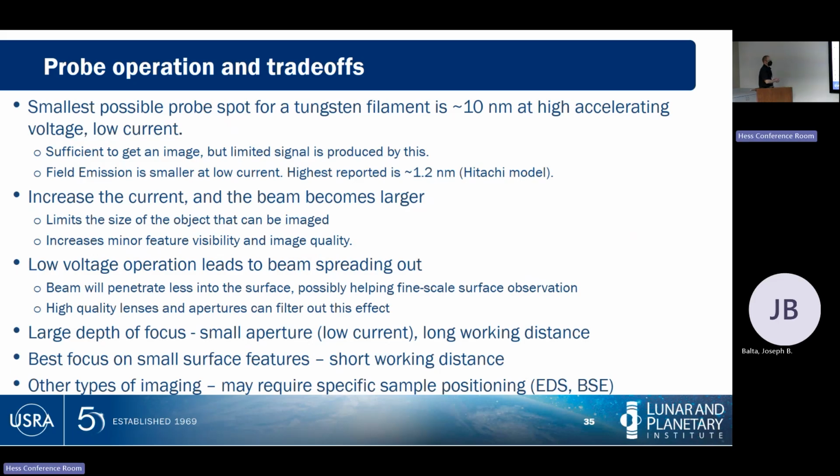Same thing in accelerating voltage. Low voltage will cause the beam to spread out a little bit more. High voltage will limit this because the higher the energy is, the more the magnets are going to respond to the electrons coming through. In low voltage, the beam will only penetrate a little bit into the material. At high voltage, the beam will penetrate more. This can help with fine scale observation, but this could help with getting a broader image with a larger depth of focus.